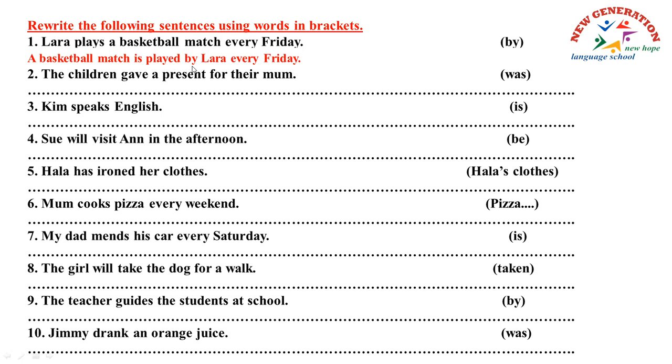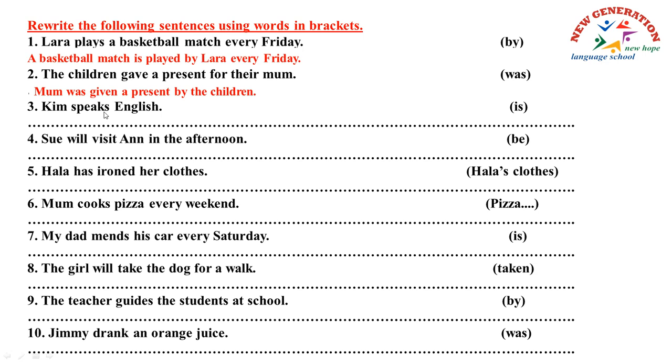Now the children gave a present for their mom. This is the main verb and this is the direct object. So I'm gonna start with one of the two objects. I have two objects here, present and mom. So I can answer this one in this way. Mom was given a present by the children, or a present was given to mom by the children. Both are correct.